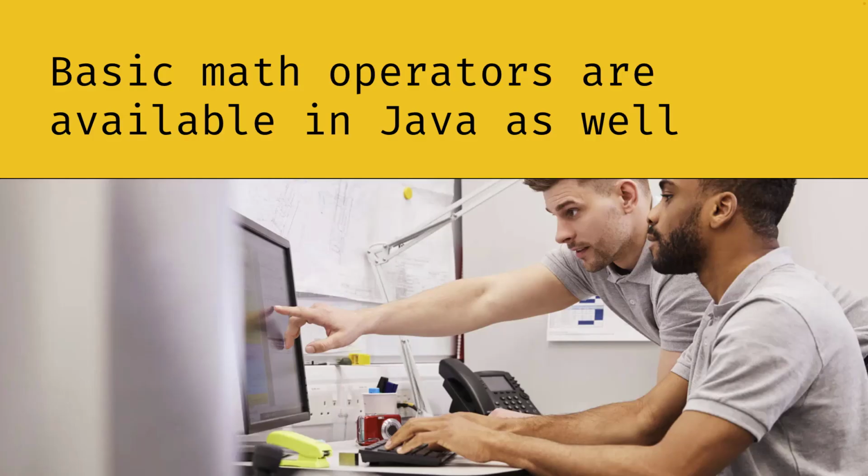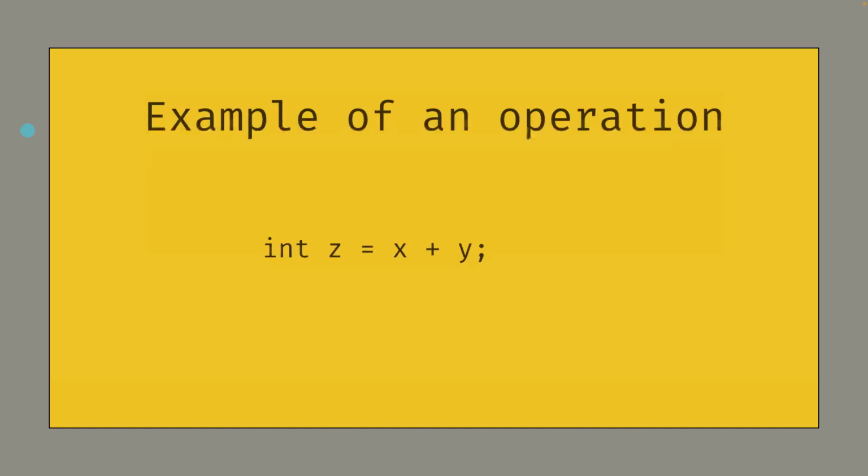Operators are used to perform operations and produce a result. This probably sounds very vague, so let's look at a concrete example. This is an operation. The operation is addition, and the operator is the plus sign. The operands are x and y, and z is the result.